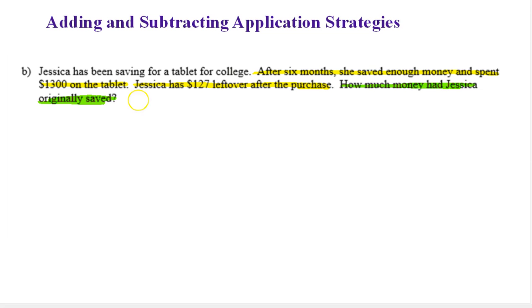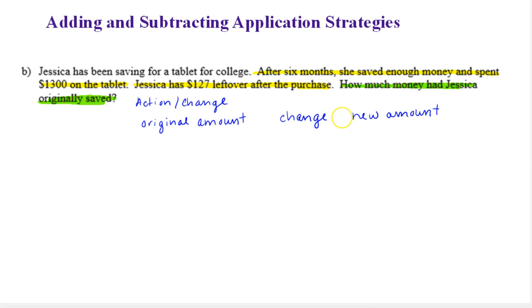So first, let me write action change. We know that there's some original amount. And then there's a change. I'm going to leave a little space there. And then we have a new amount. Okay. So we have an original amount, something changes, something is added or subtracted, and then we have a new amount. So let's see how this corresponds to this problem.